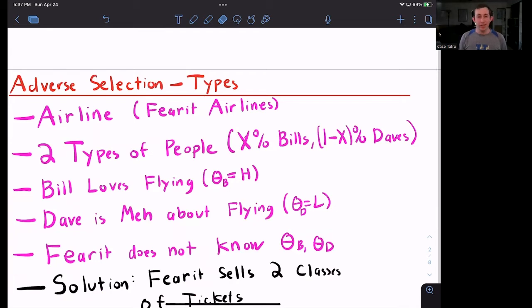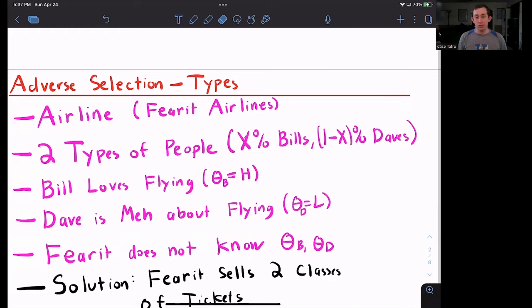Now, we are also going to say that there are two types of people in the world. There are Bills. There are X% of Bills in the world. Bills love to fly. We say they have a type theta which is equal to H, or a high type. The rest of the people, or 1 minus X% of the world, are Daves. Dave is pretty meh about flying. We'll give him a theta, or a type, being L, or low. Now, Bill and Dave each know their type, but Ferret does not know what type each person is. They don't know if they're dealing with a Bill or a Dave.